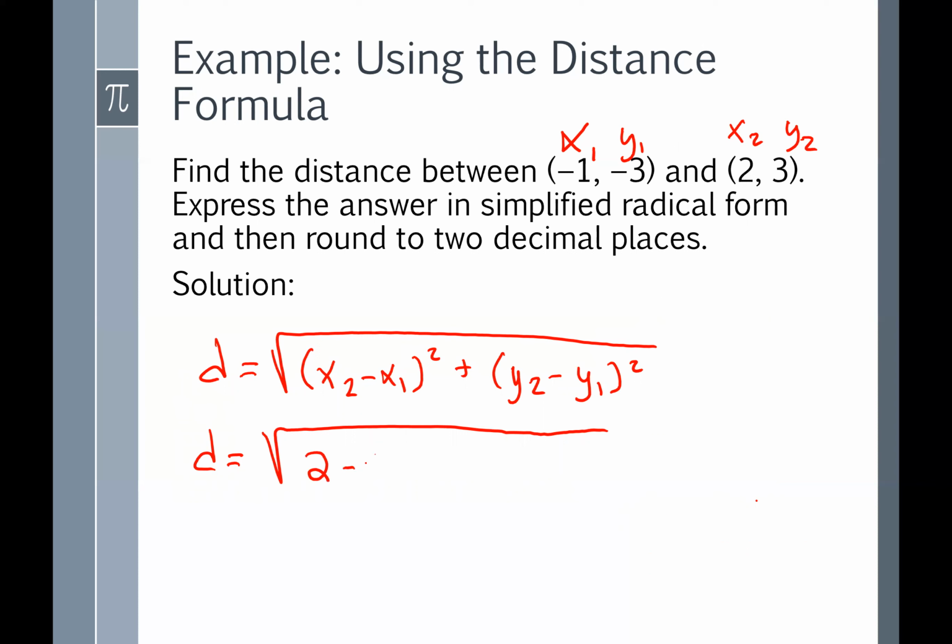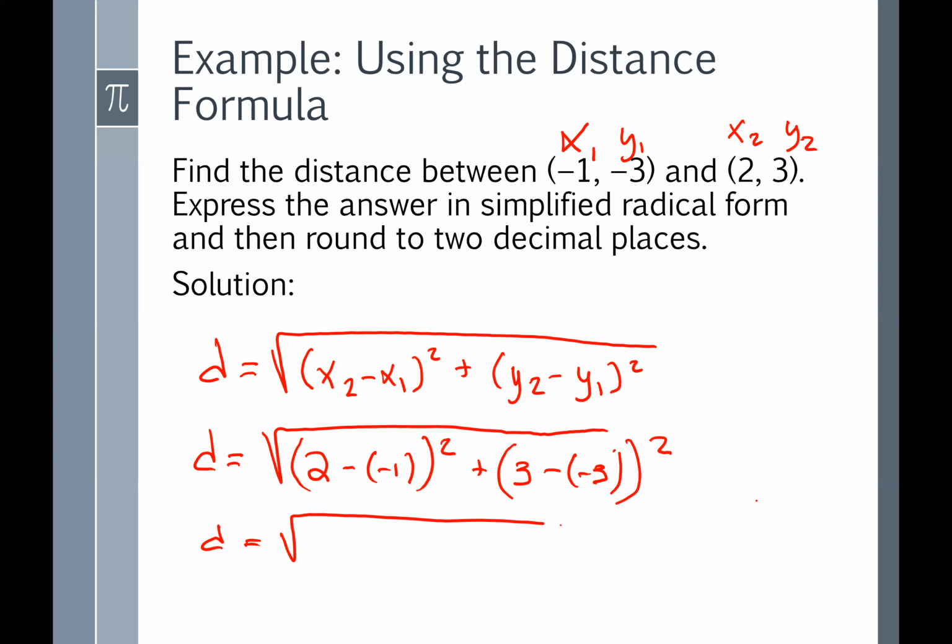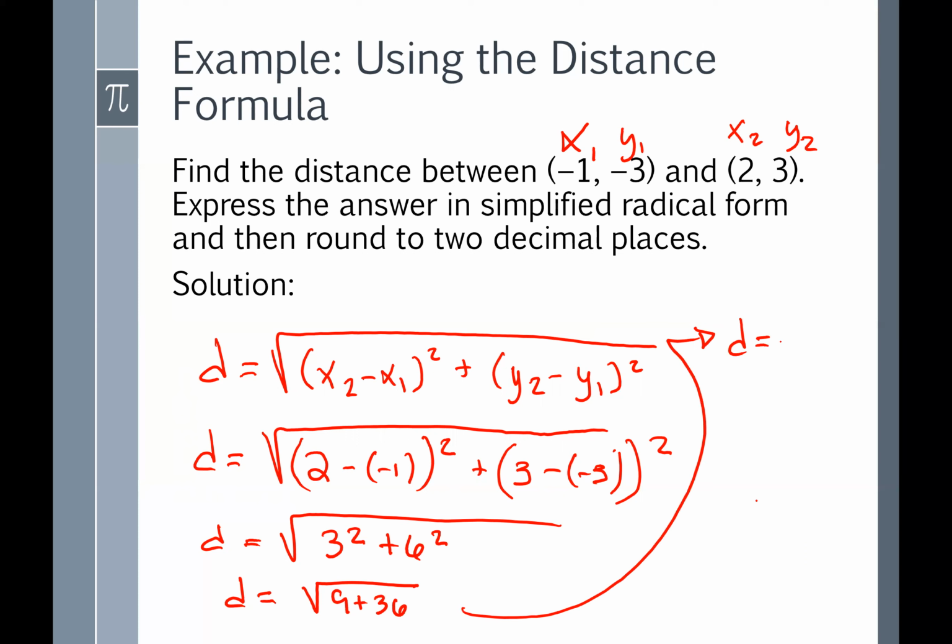We have 2 minus negative 1, that is squared, plus 3 minus negative 3, and we're going to square that difference. So we're going to get the square root of 2 minus negative 1 is 3. 3 minus negative 3 is 6. 3 squared plus 6 squared is 9 plus 36, which is the square root of 45.